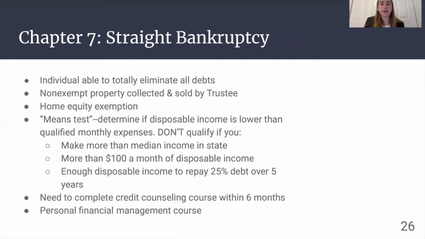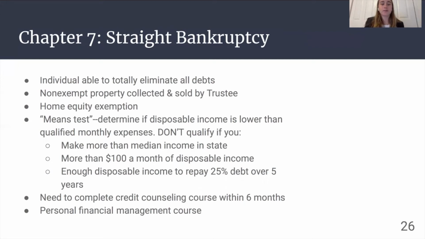Now, Chapter 7, straight bankruptcy. This is much more serious, and the individual is able to totally eliminate all their debts except for student loans, alimony, and tax liabilities. The non-exempt property will be collected and sold by the trustee, and the proceeds will go to the creditor. The assets that you can keep may vary from state to state, but there is the home equity exemption. Home equity is when the value of your home is worth more than the balance of your mortgages. The value of the exemption may vary from state to state again, but if you qualify, then they cannot come after your home.